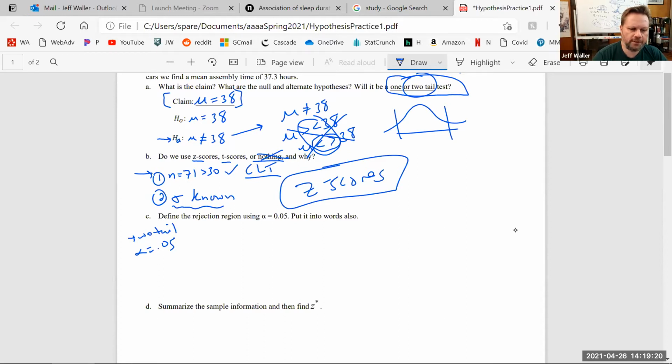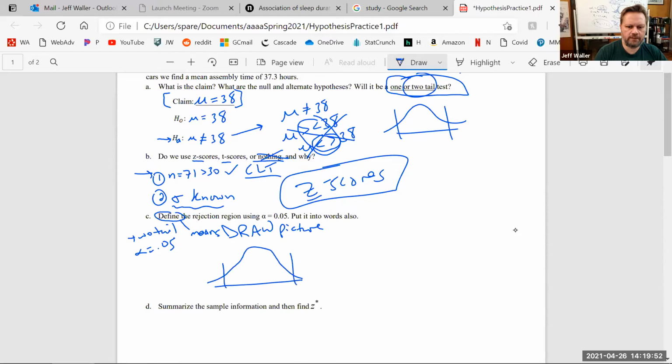Thankfully, no one's yelled at me. We can use Z-scores. So why are we going to look at the T-score chart? Because Z-scores are on the T-score chart at the bottom. So when I say define the rejection region, I mean draw the picture.